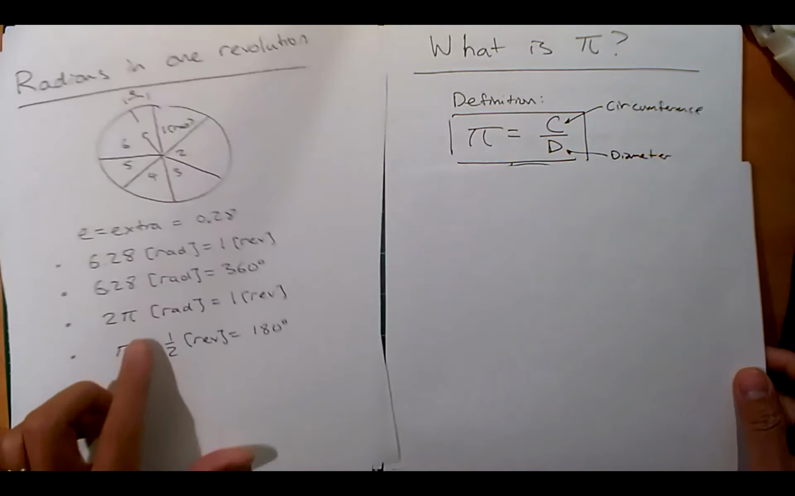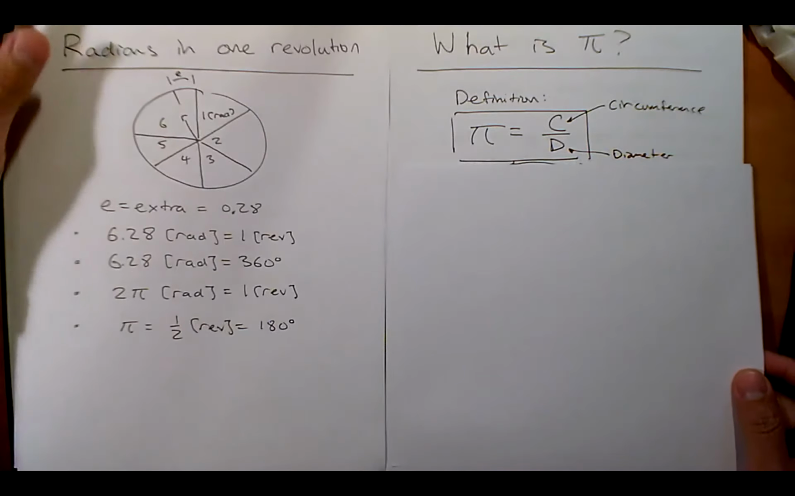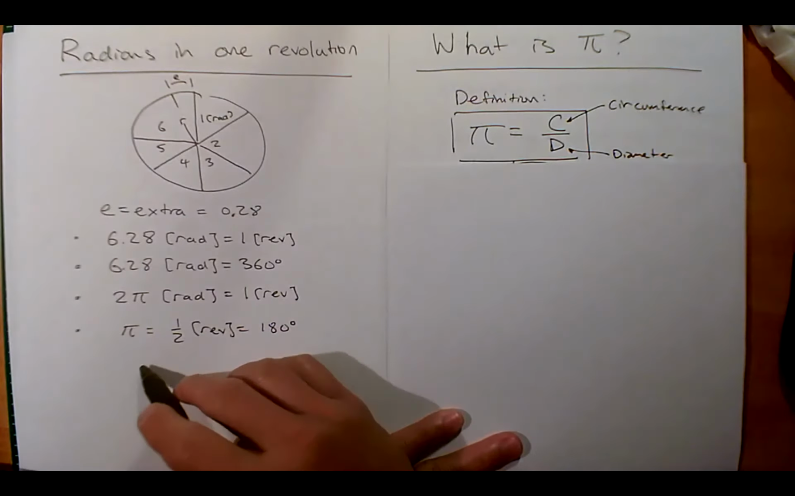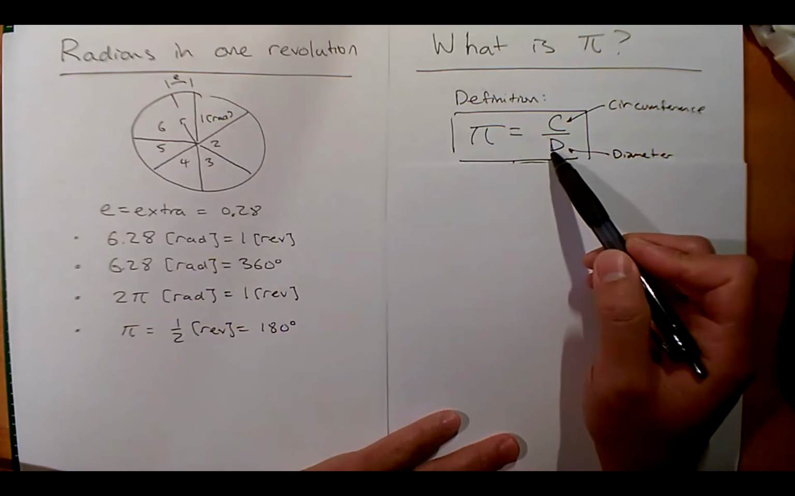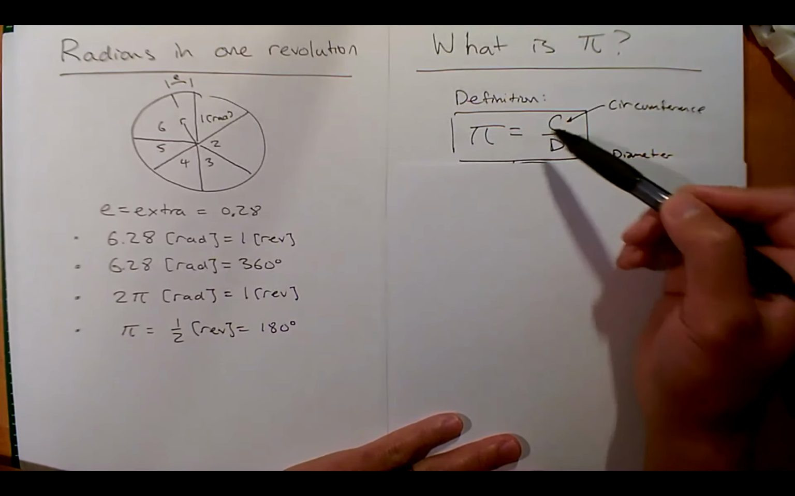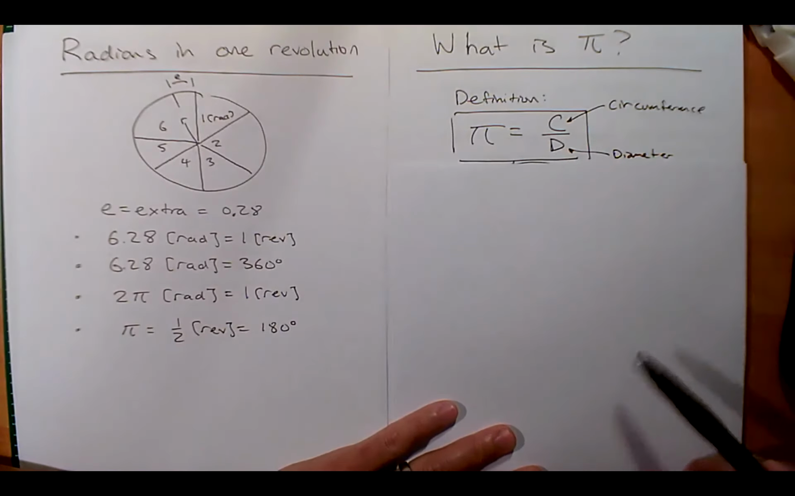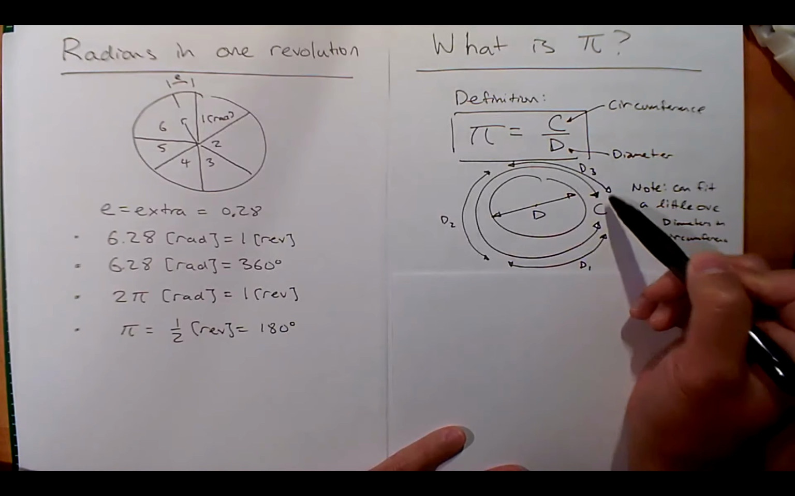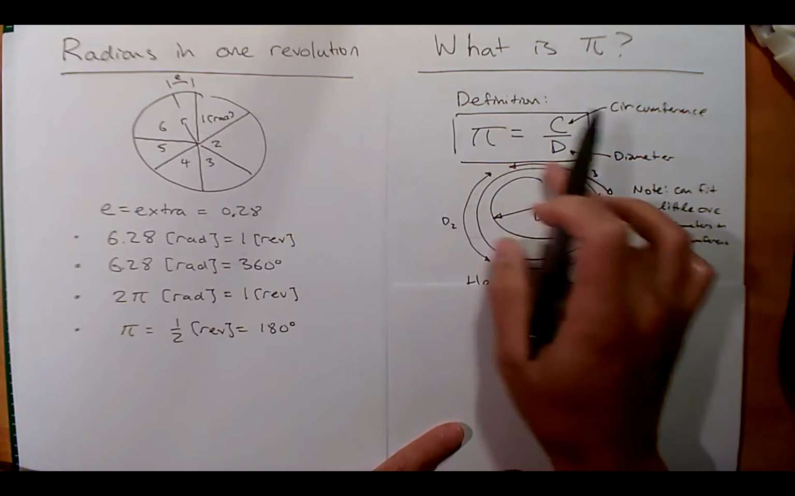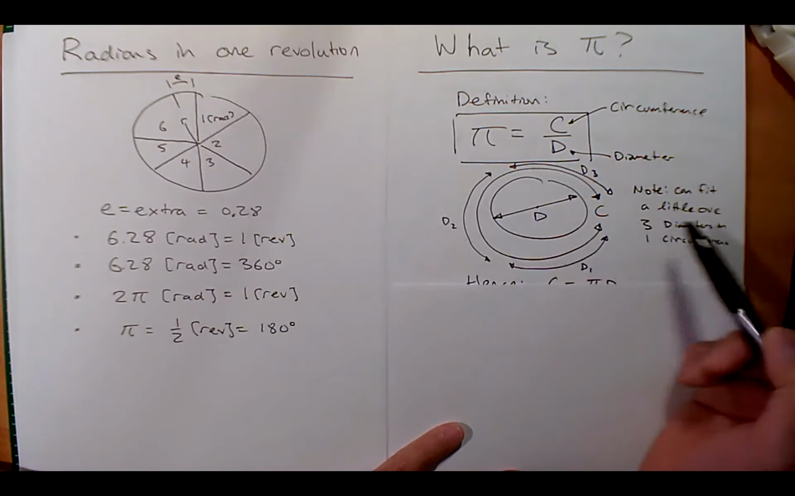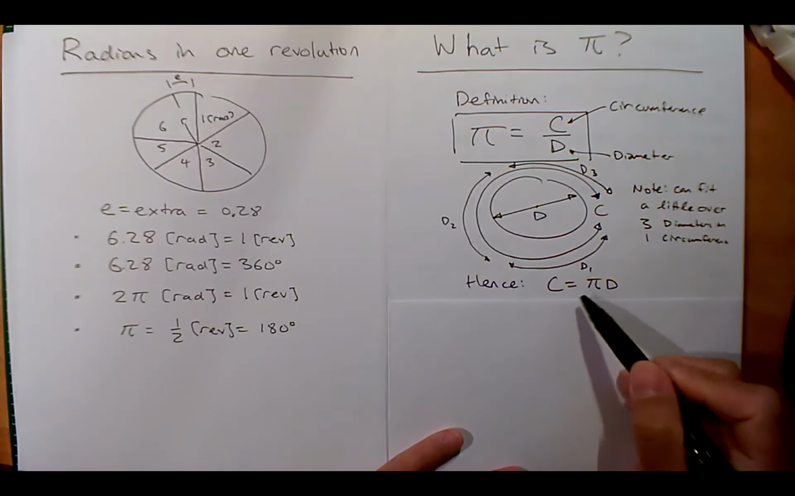Okay, then the next question might be, what is pi? Well, we know pi is 1/2 a revolution, 180 degrees, but why and where did it come from? This is a weird, arbitrary constant, right? Well, this is where it came from. They just defined it as this. If we take the circumference and divide it by the diameter, then that's pi. And that's true, right? You can see that there's 1, 2, 3. So if this is a diameter, there's about 3 diameters in a circumference, right? Yeah, that makes sense. A little over 3 diameters in 1 circumference, and hence you get C equals pi d.